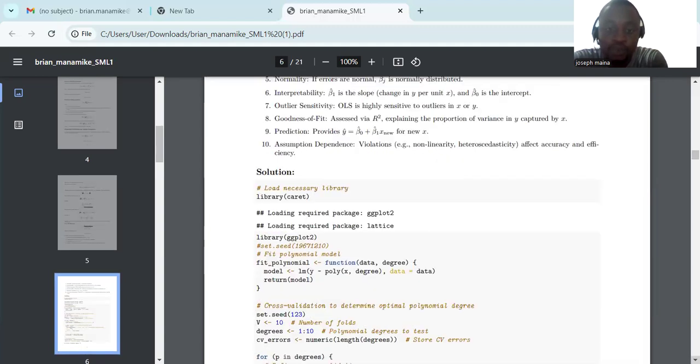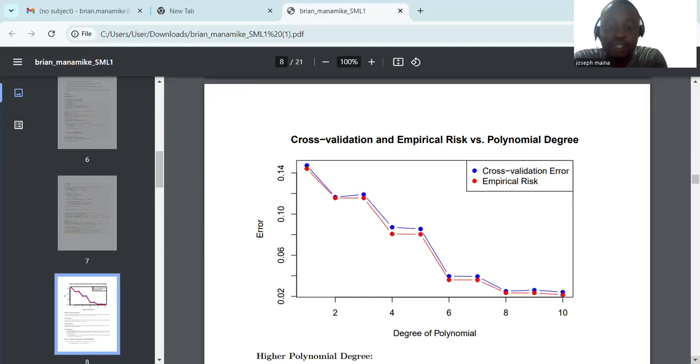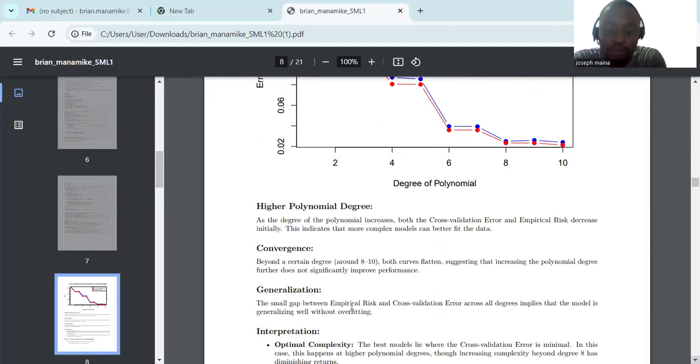As for the problem exercise 2, I used libraries such as caret, which means classification and regression training, and also I used ggplot to plot the cross validation and the empirical risk. As you can see, as the degree is increasing, both the cross validation and the empirical risk go down. I summarized that the small gap between the empirical risk and the cross validation error across all degrees implies that the model is generalizing well without overfitting.